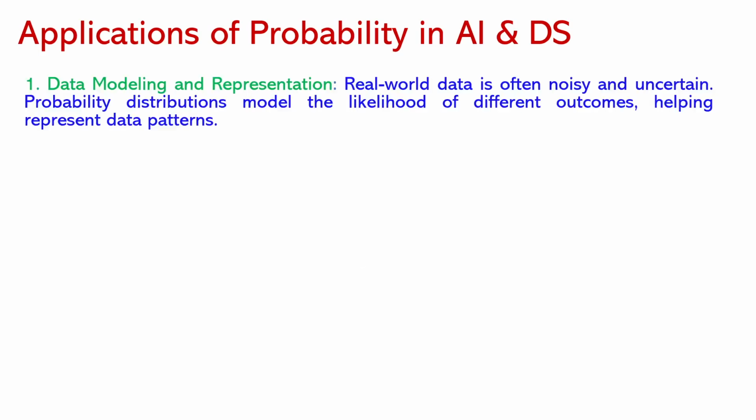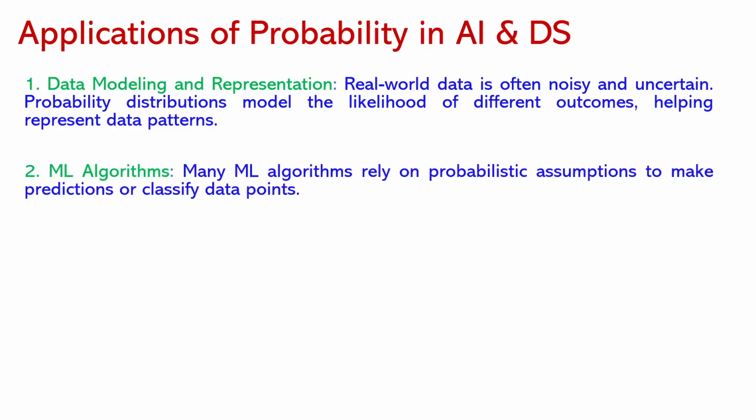If I talk in general about different applications, the first one is data modeling and representation. This is what I was talking about. You often have noisy and uncertain data. So when you have such uncertain data, probability distributions help us in identifying the likelihood of different outcomes. The model which you are trying to form, what outcome will it give me? What is the likelihood of getting this outcome? When there is uncertainty in the data, what will be the uncertainty in the model or in the outcome? There we try to use probability.